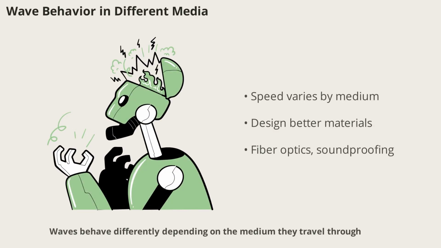Waves behave differently depending on the medium they travel through. For example, sound travels faster in solids than in gases, while light slows down in water compared to air. Understanding these differences helps us design better materials and technologies, from soundproof rooms to fiber optic cables.